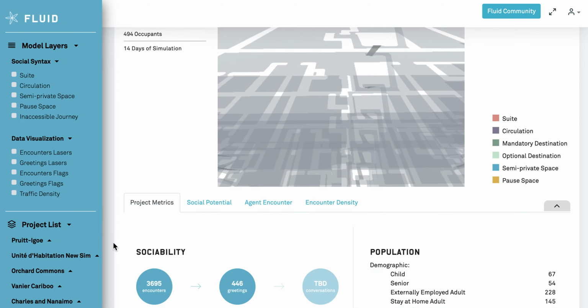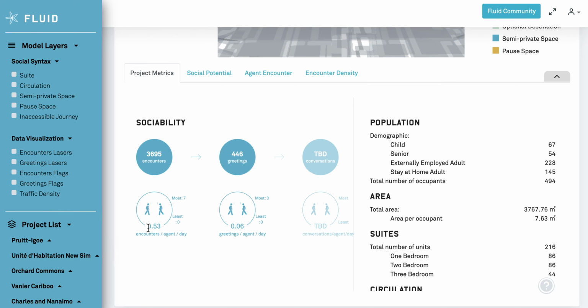Now, we've got some metrics here. What we've said is that we're looking at encounters and greetings. We're adding conversations, as I said. But encounters, one of the core metrics we've decided on is encounters per agent per day.